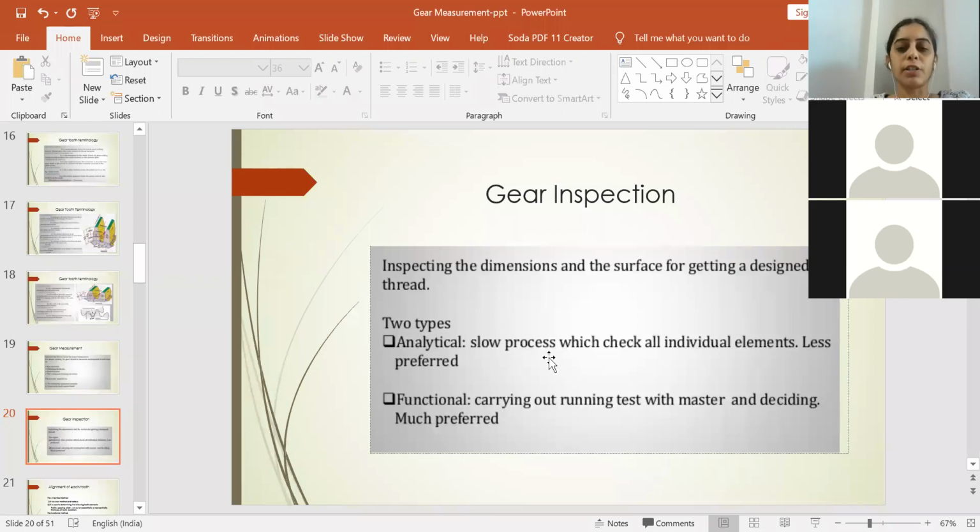And next is functional. Here you carry out the test with the master and then you decide how much it is preferred. This is nothing but comparing with some standard. As we did for linear and angular measurements, we used some end bars, some other standards, compared it, and then measured the actual one. Even the comparators do this work. Similarly, in the functional method, it will be tested with a master piece and then with the actual gear, and preference will be given based on how close the design of the manufactured gear is.